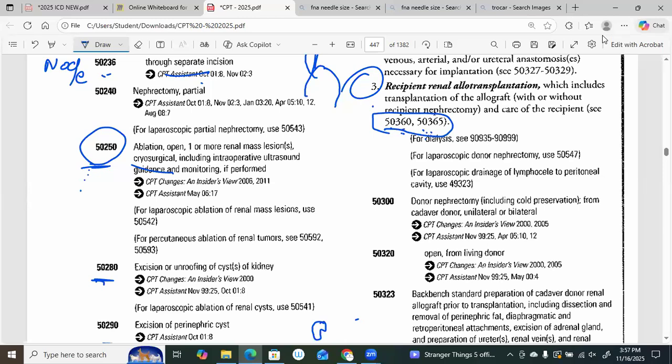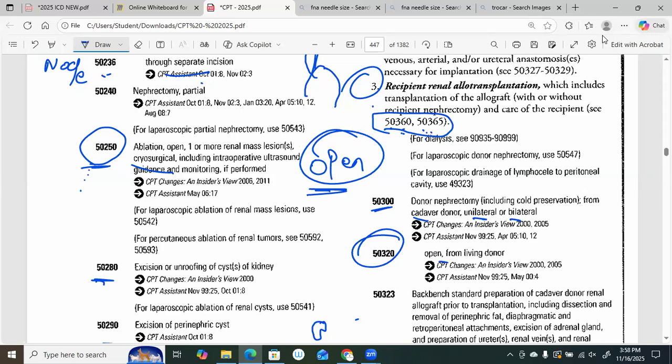Remember, all these procedures are by the open approach. If it is done by the laparoscopic approach, we have to follow a different code series there. So 50300 is donor nephrectomy. The first one is cadaver. We have the option unilateral and bilateral. And the next one is open from the living donor.